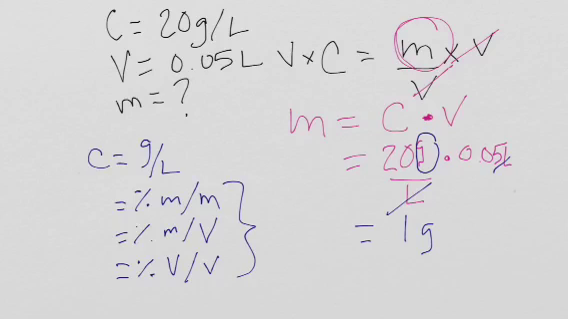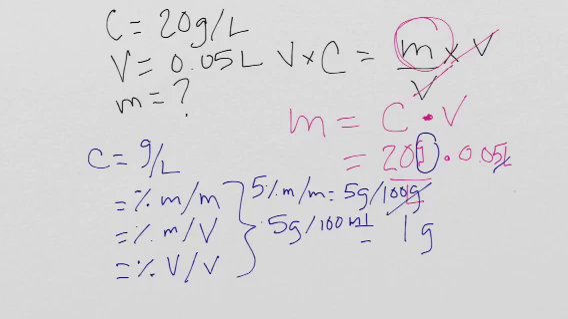If I say that I've got a 5% mass over mass solution, what I'm actually saying is that I've got 5 grams in 100 grams of solid. If I've got a percent mass over volume, I'm saying that I've got 5 grams. I'm just using 5% here as an example. 5% is 5 grams in 100 milliliters.